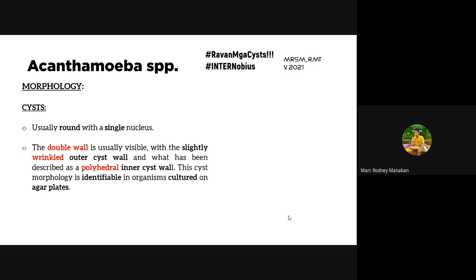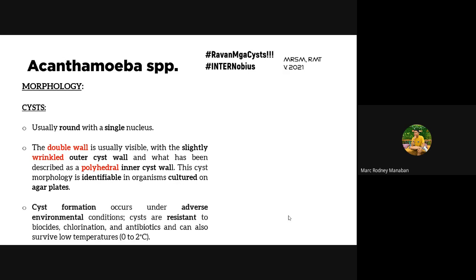All right, then that's the Acanthamoeba species cyst. Okay, and the inner wall of your cyst is polyhedral, meaning it can have different shapes. It can be a polygon, like a pentagon. All right, so that's for the cyst. Very important, take note, it came out in the boards, not during our time. Okay, now cyst formation, again, like the other amoeba, happens during unfavorable or harsh environment. And because the cysts are strong structures, they can resist biocides, chlorination, antibiotics, and even low temperatures.